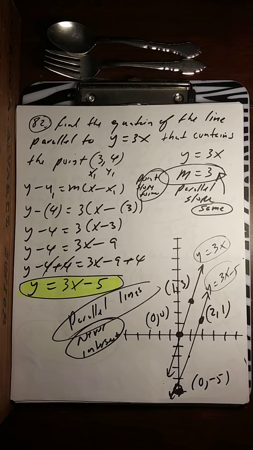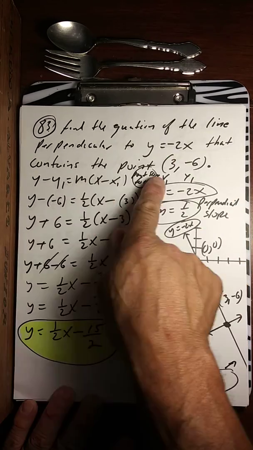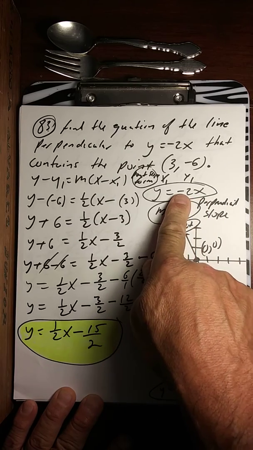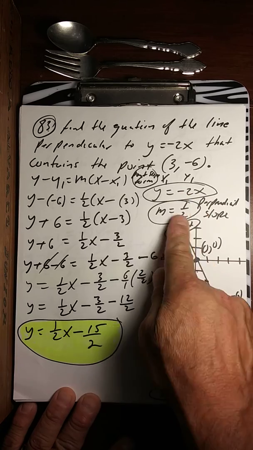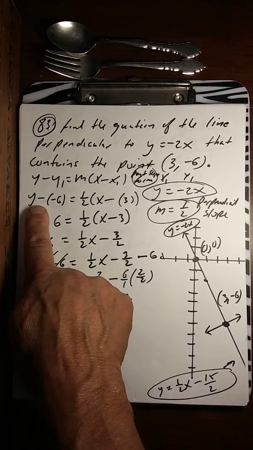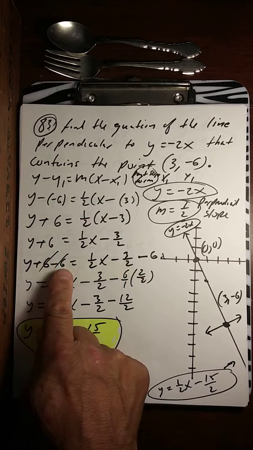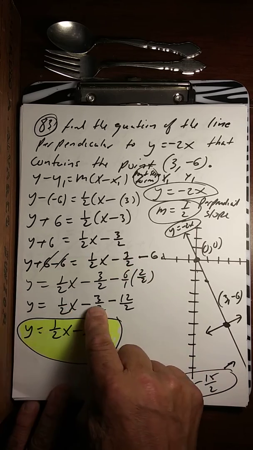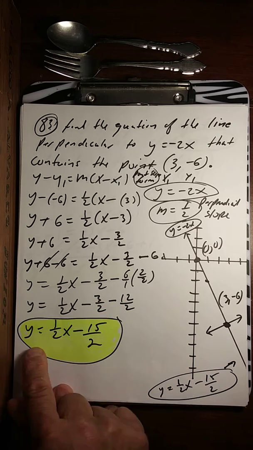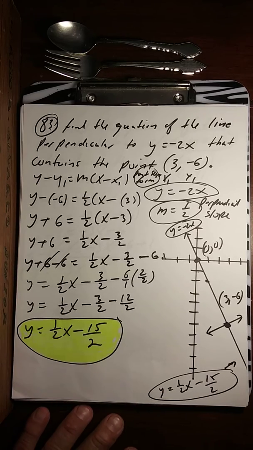Alright, next one. Find the equation of the line perpendicular to this and that has this point. Perpendicular means the reciprocal of this: flip it upside down and change the sign. It's negative to a positive, and instead of 2 over 1, it's going to be 1 over 2. So there's the slope. Put the numbers in the formula. y minus negative 6 equals 1 half times this. 1 half of that is 1 half x minus 3 halves, plus 6. Minus 6 minus 6, and then change this to 2 times that. So this is going to be 1 half x minus 3 halves minus 12 over 2. This is going to give you y equals 1 half x minus 15 over 2. And that's it. We're done.